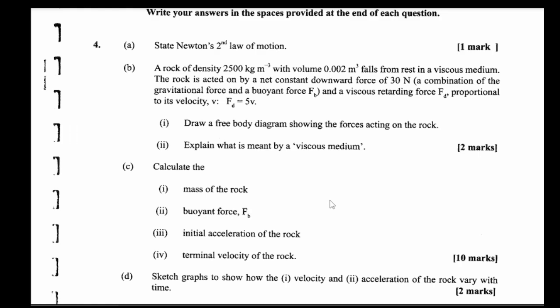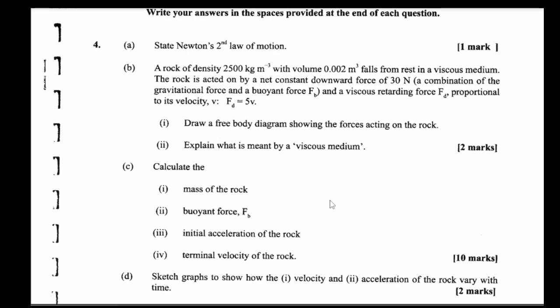Part B reads, a rock of density 2,500 kilograms per meter cube with a volume of 0.002 meters cube falls from rest in a viscous medium. The rock is acted on by a net constant downward force of 30 newtons, a combination of the gravitational force and a buoyant force, Fb, and a viscous retarding force, Fd, proportional to its velocity, v. Fd is equal to 5 times the velocity.